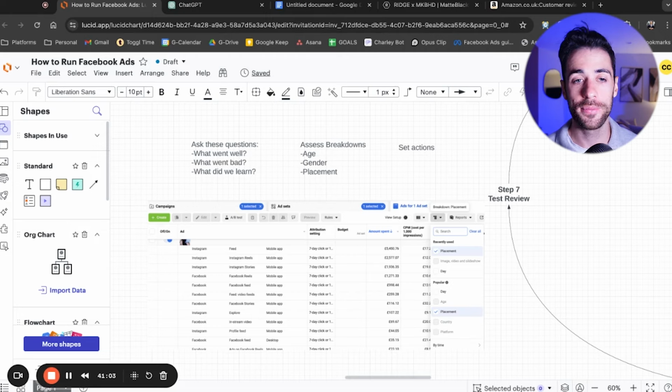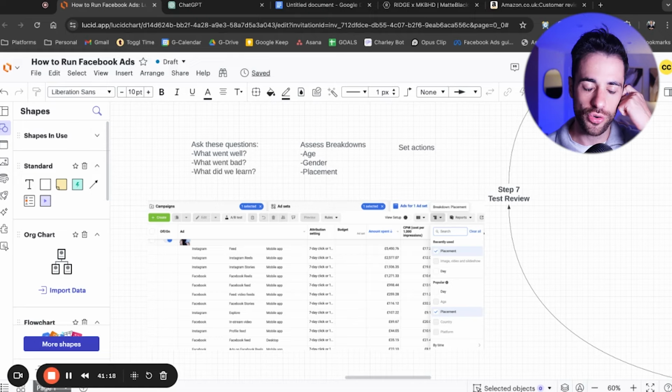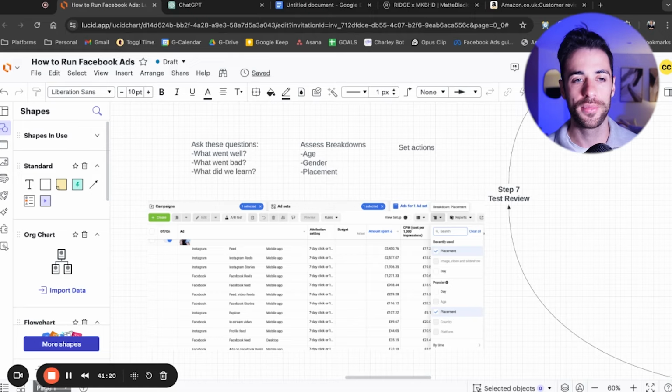The way you do that is to assess every test you run, create hypotheses from that, go and test them, and then review it again. You start to learn things that work in the account and with your audience, and your creatives improve over time, right? So this is super important. For every creative test, I want you to come in and ask, for each ad set that you've run, what went well, what went bad, what did we learn, and note it down somewhere.